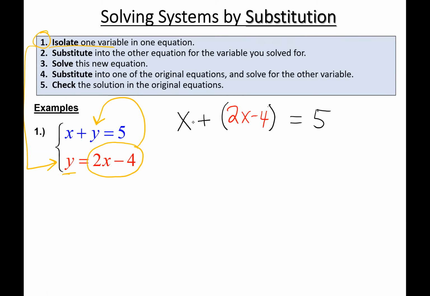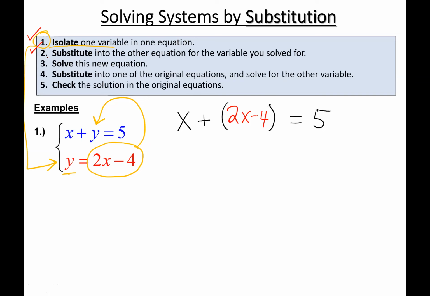So by doing this, we've changed our problem from two equations with two variables to suddenly one equation with only one variable. Now it's all just in terms of x. So the equation we have right now is x plus parentheses 2x minus 4, close parentheses, equals 5. Okay, so we've now done step 1 and step 2 in our list up here. We isolated one variable in one equation. It was kind of already done for us. We just did step 2, substitute into the other equation for the variable you solved for. So that's when we substituted for y.